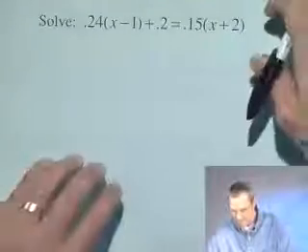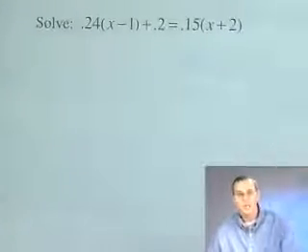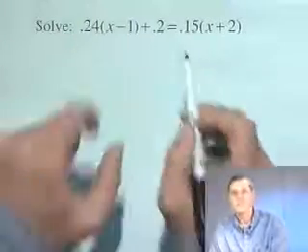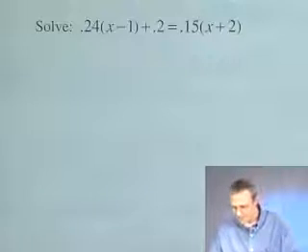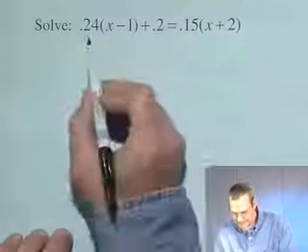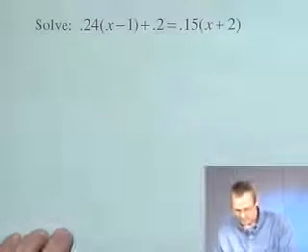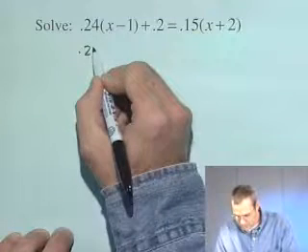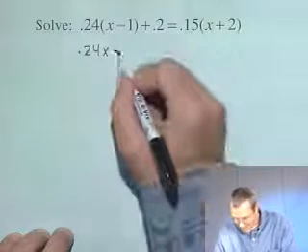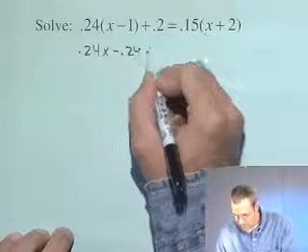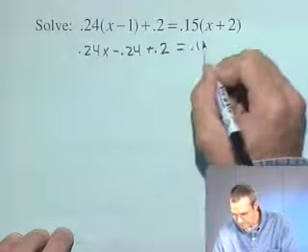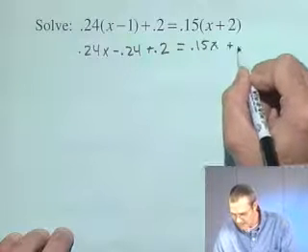Okay, again, you might want to use the other method in which you'd have to multiply everything by 100 to clear the decimals. But if you don't want to clear the decimals, that's okay. So let's go ahead and use our distributive property again. So 0.24 times x gives us 0.24x minus 0.24 plus 0.2 equals 0.15x plus 0.30.